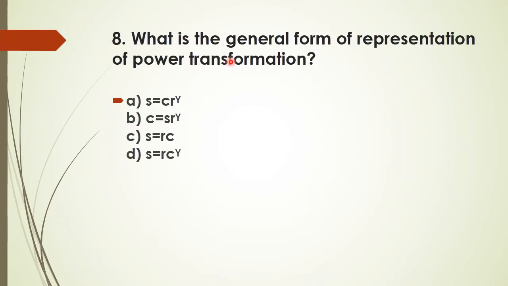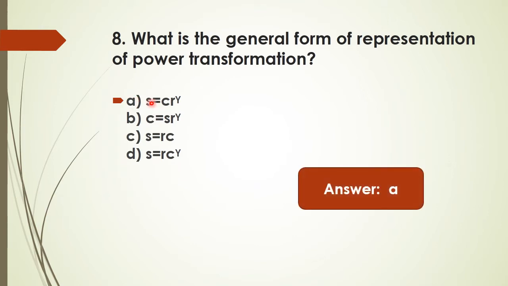Next question, what is the general form of representation of power transformation? So power transformation can be represented as option A S is equal to C R power gamma, option B S is equal to C R power gamma reversed, option C S is equal to RC, and option D S is equal to RC power gamma. So the correct answer is option A S is equal to C R power gamma.